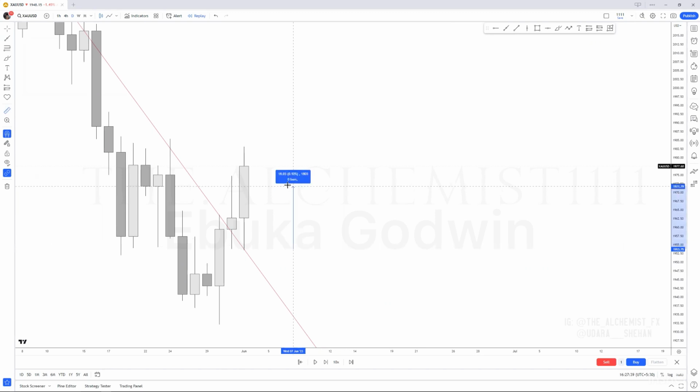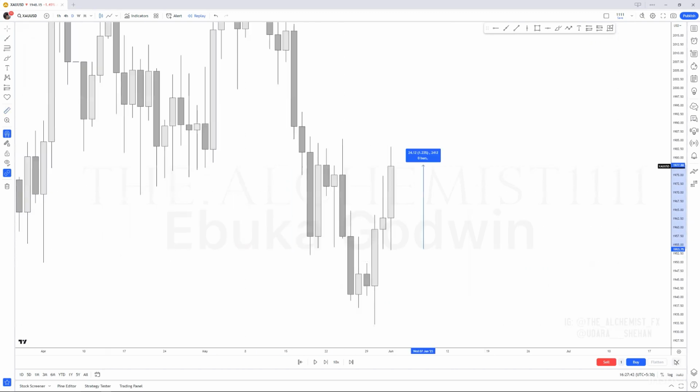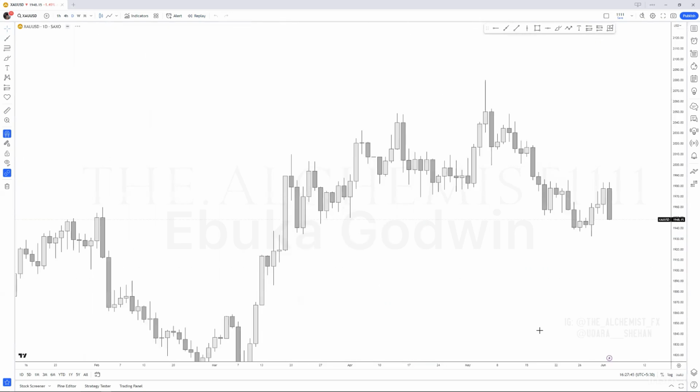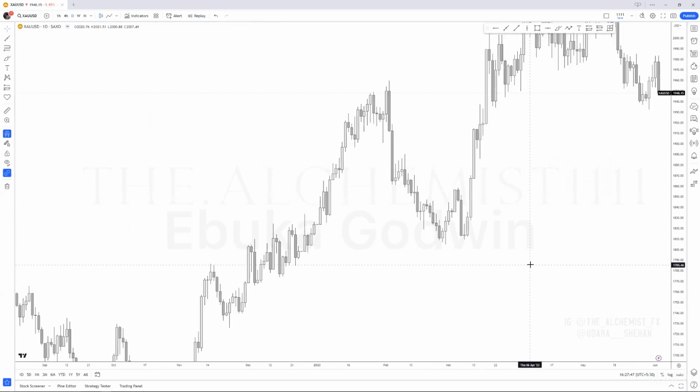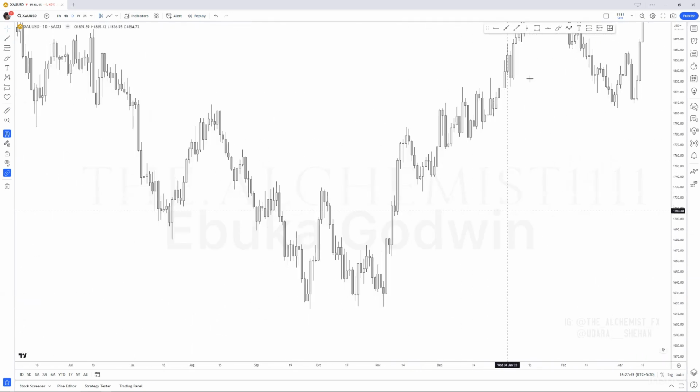So if you're buying it here, yeah, we will talk about all this stuff. See, that's a 240 pip move. Okay, so yeah, good stuff. If you understand this well, you will always have some good entries. Okay, you're gonna always have some good entries. Look at this.